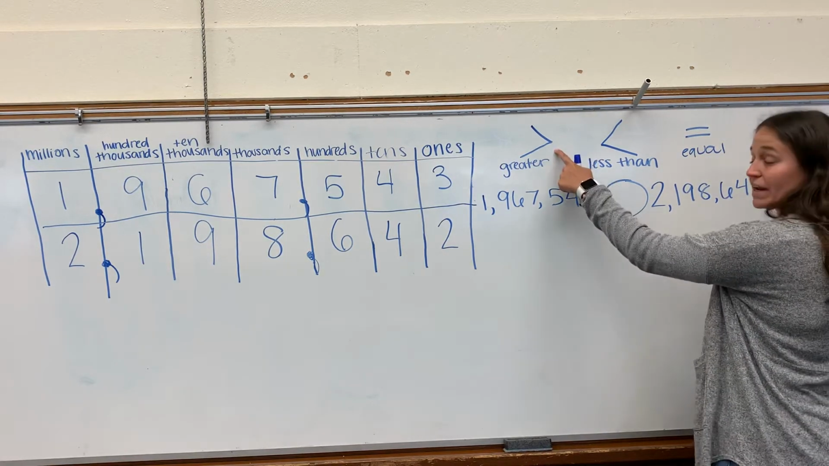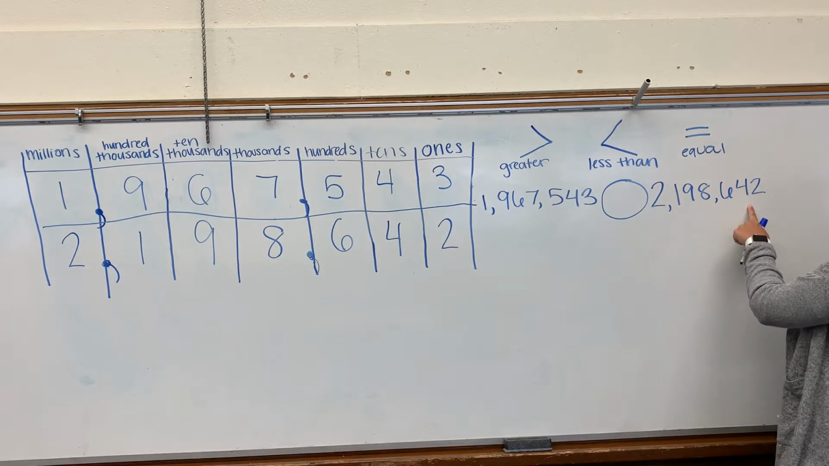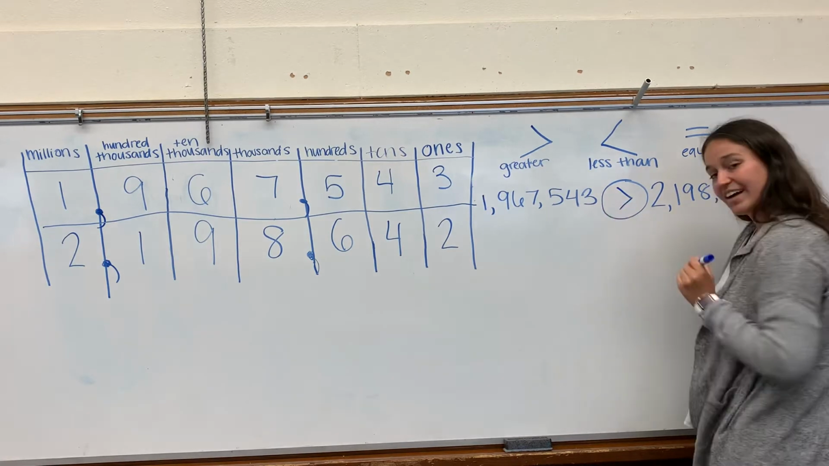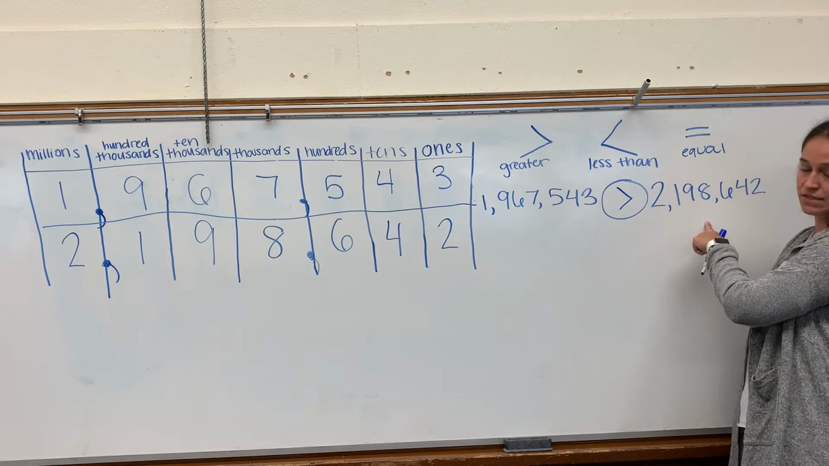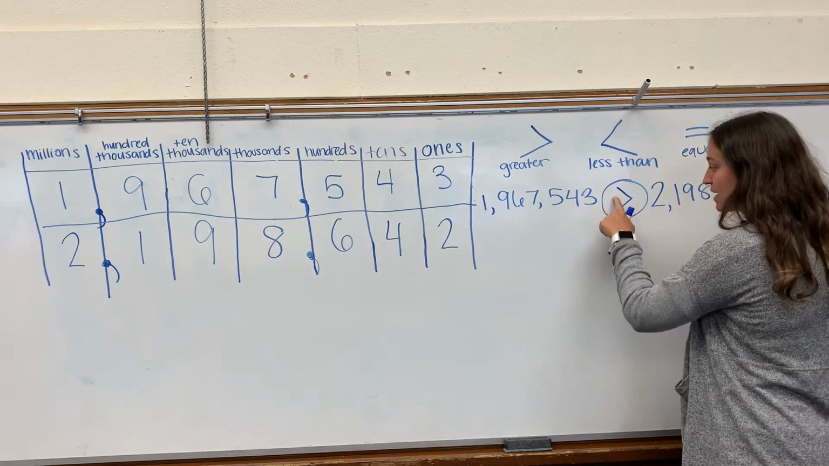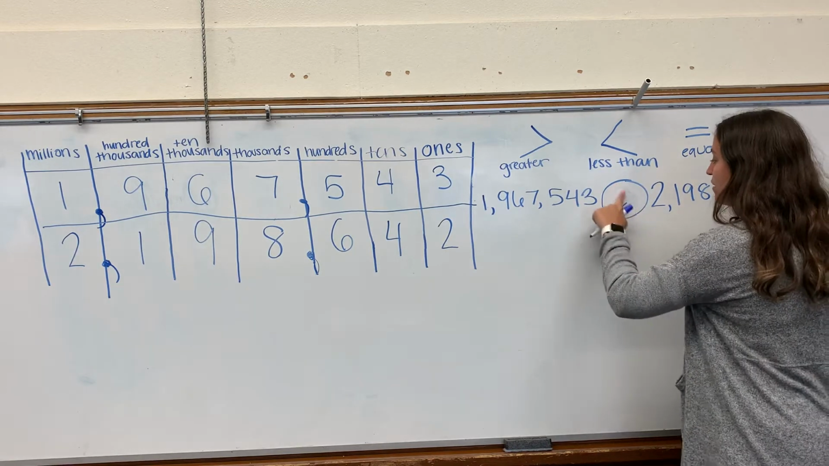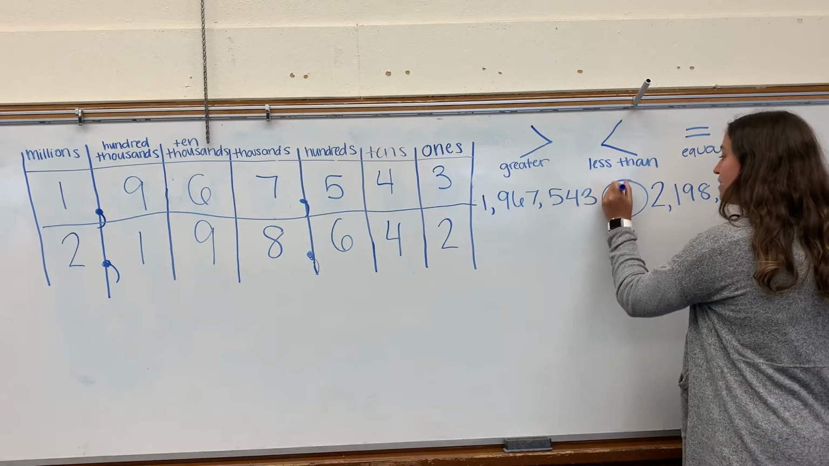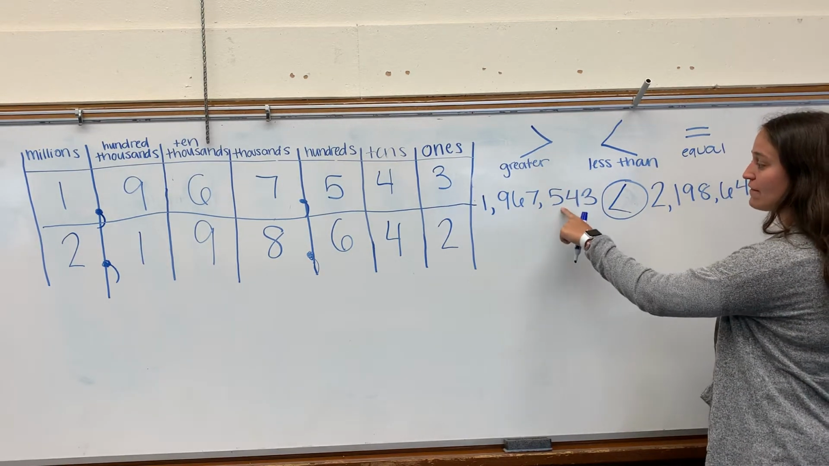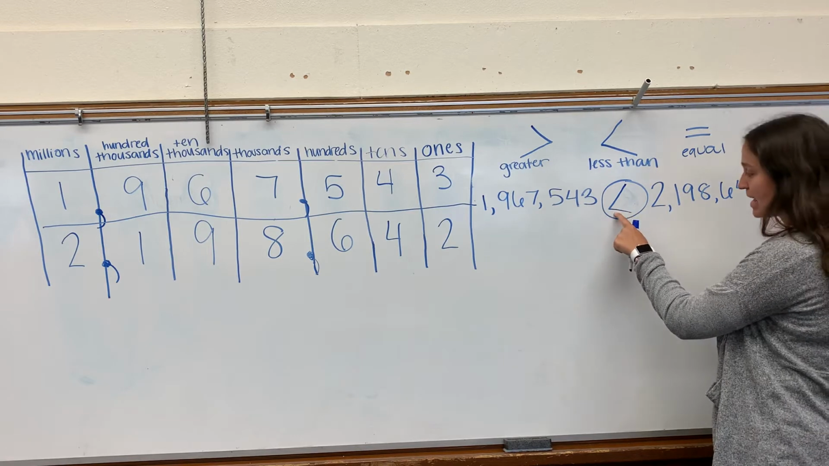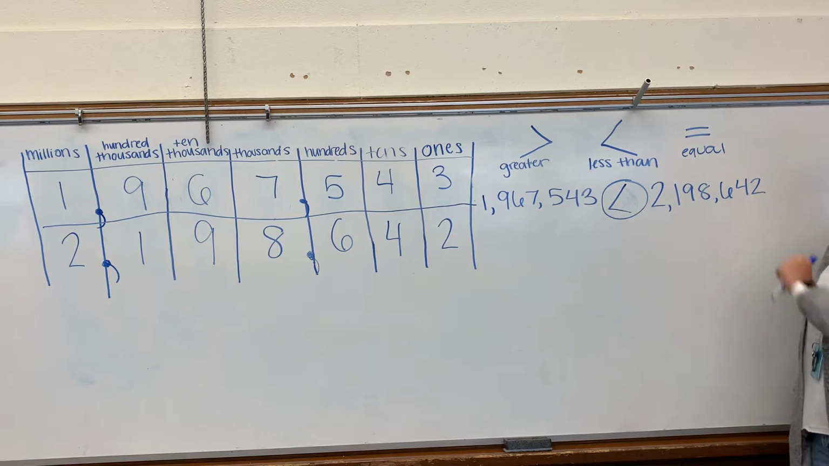So is 1,967,543 greater than 2,198,642? Should I write it like that? No, because this number is not greater than this number. The part that opens up should be towards the bigger number. All right? So it should be this way. 1,967,543 is less than 2,198,642. Okay?